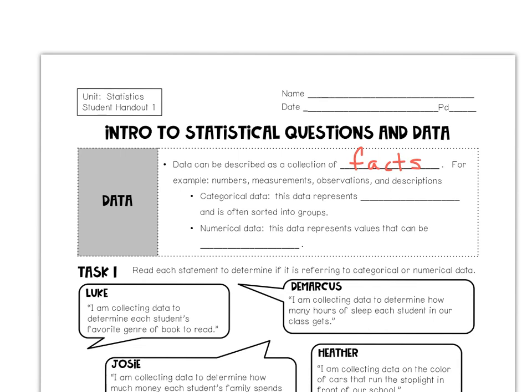Categorical data and numerical data are two types of data. Categorical data represents characteristics. Okay, and numerical data represents values that can be measured.